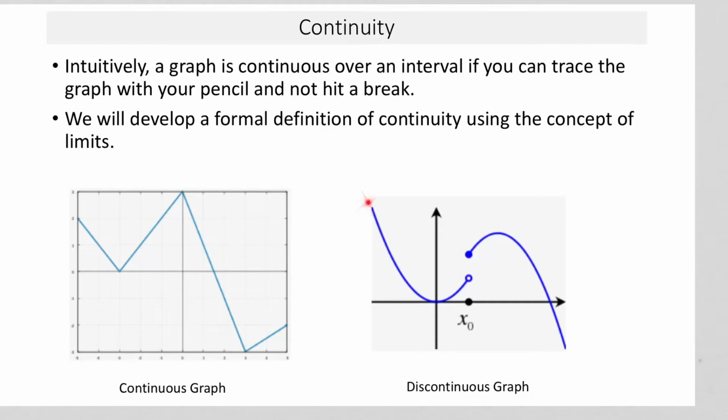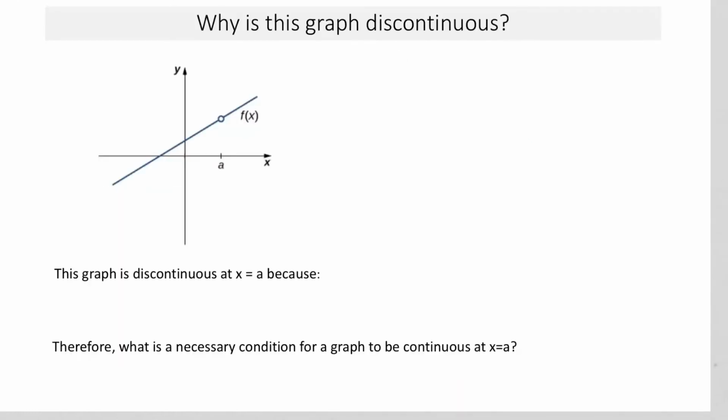Whereas if you look at this graph, if I walk along this piece, I hit a hole here, and then there's this jump. All right, so this graph right here is discontinuous. So we will develop a formal definition of continuity using the concept of limits. So let's build the formal definition of continuity by looking at several discontinuous graphs.